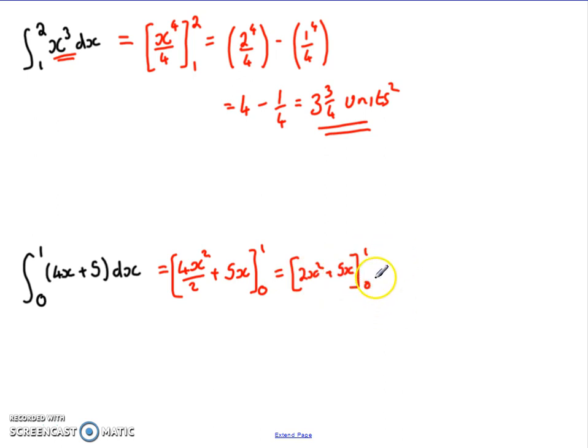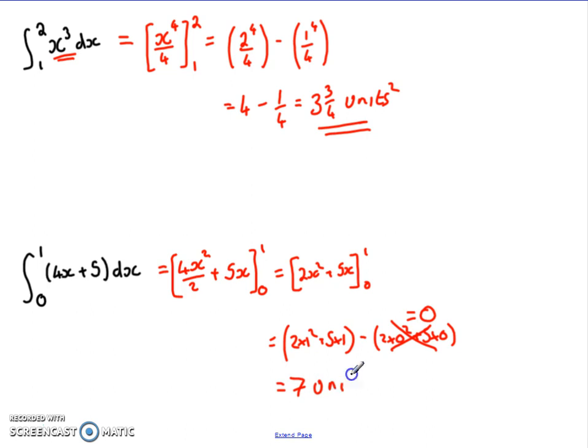This is when I substitute in. So I do the function at the upper limit, take away the function at the lower. So I get 2 times 1 squared plus 5 times 1, take away 2 times 0 squared plus 5 times 0. Well, that's nothing, so that whole bracket just goes, so it's whatever's left here. 1 squared is 1, so it's 2 times 1, which is 2, plus 5 times 1, 2 plus 5, 7 units squared. So that's the area for that curve in that section.